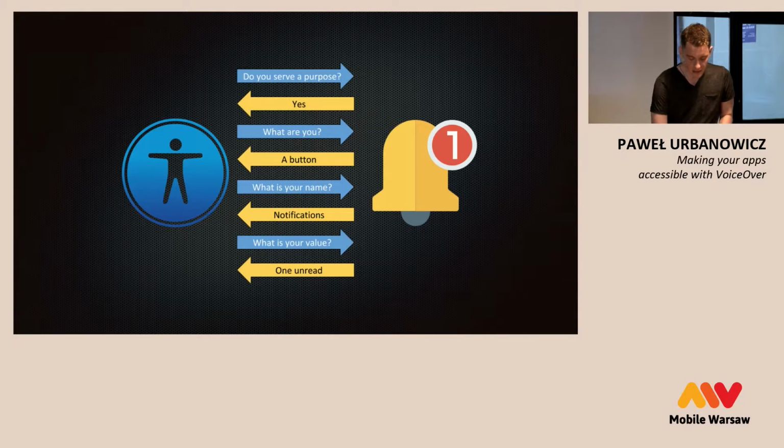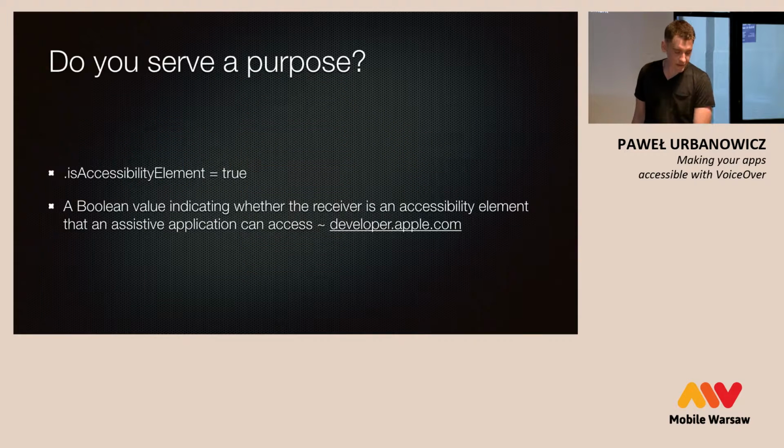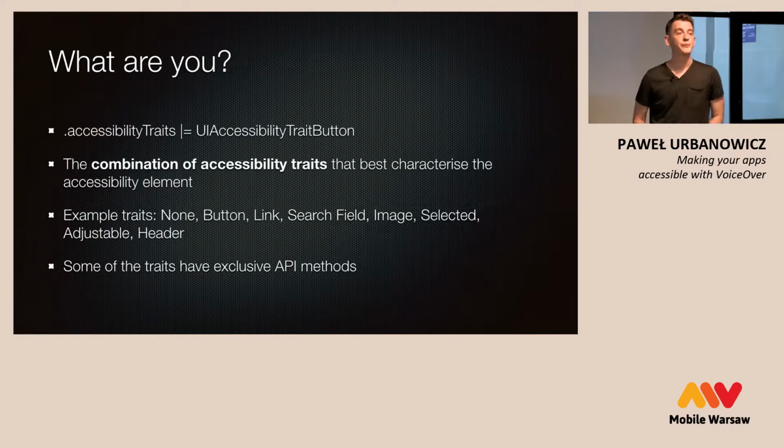So to summarize all those questions, the flow looks exactly like that, and all of these questions and all of these answers can be represented as properties from the UIAccessibility protocol. And we're going to go through them one by one. So the first question, do you serve a purpose? It's actually represented by a Boolean flag, isAccessibilityElement. So when this value is set to true, the VoiceOver interpreter can recognize this element. When the value is set to false, it cannot. Simple as that.